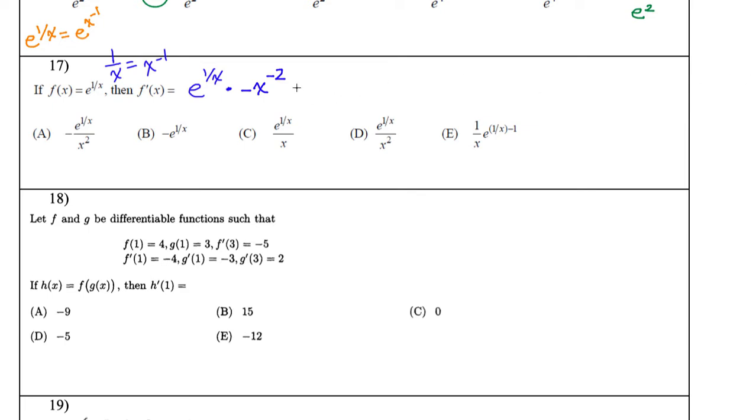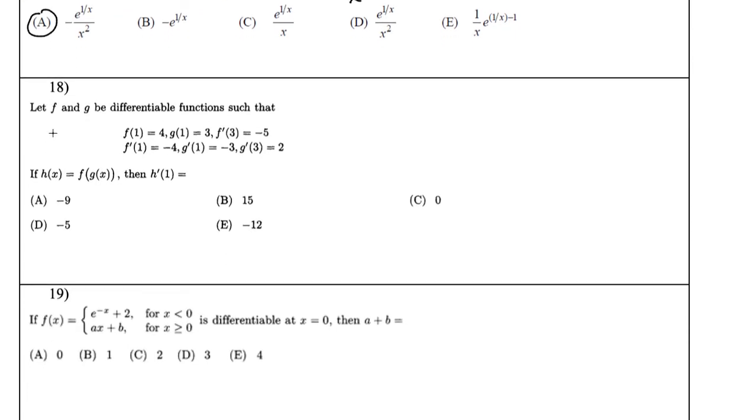When I simplify this, in the numerator, I'm still left with e to the 1 over x. And now the denominator, let's get rid of this negative. This negative we'll put out front. There it is. Now in the denominator, I have x to the power of +2 because it's going down. So x to the power of 2. Where is that answer? It looks like the answer is A.